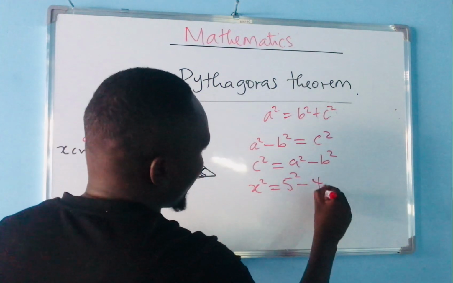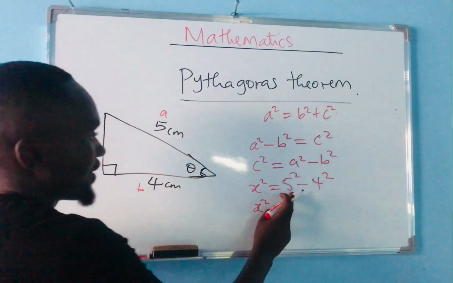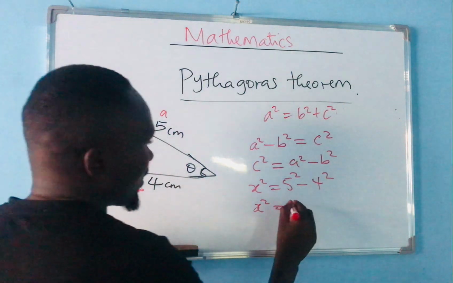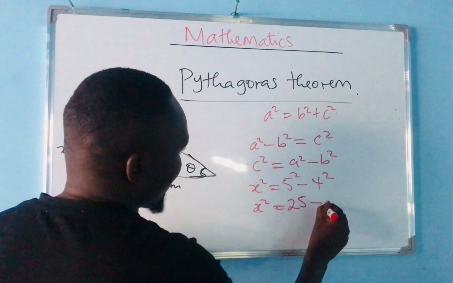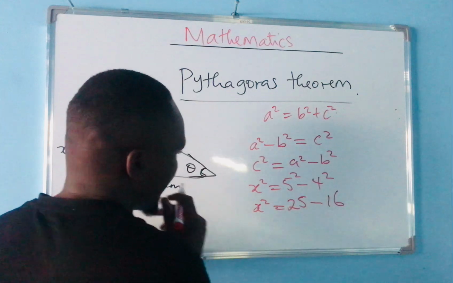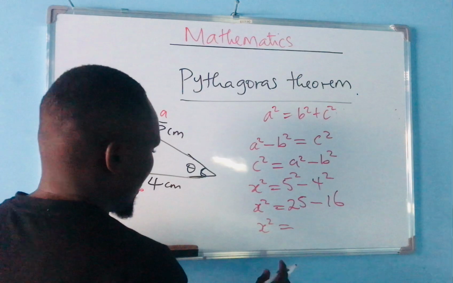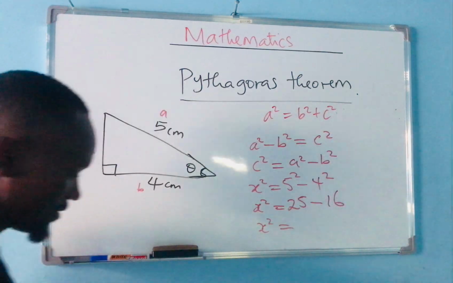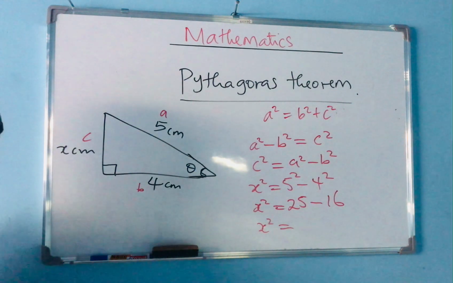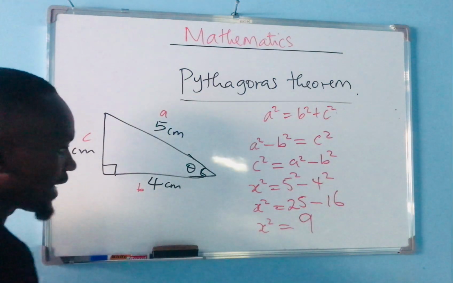So it's going to be 4 squared, and then we'll have x squared equal to, what is 5 times 5? 5 squared is basically 5 times 5, and this will give us 25, minus, what is 4 squared? This will give us 16. So x squared will equal 25 minus 16. What is 25 minus 16? If we subtract here, we're going to get 9.